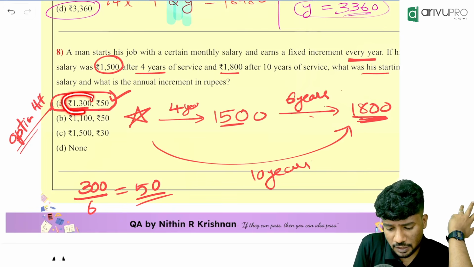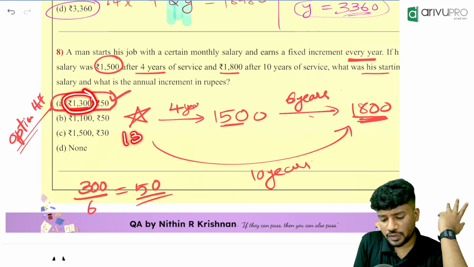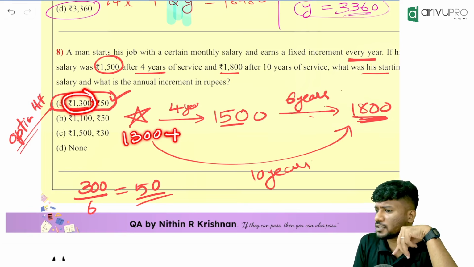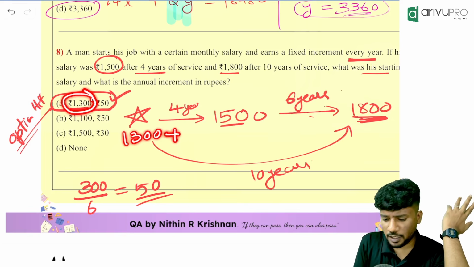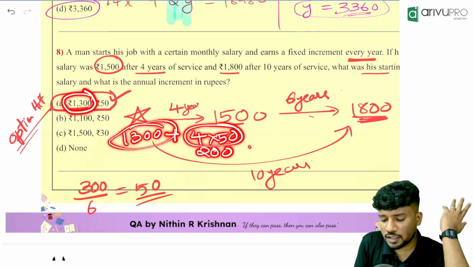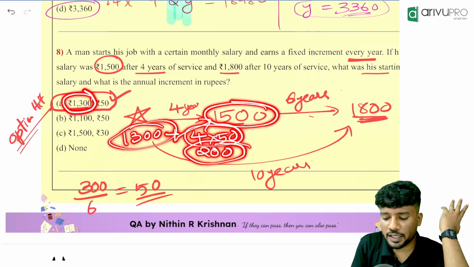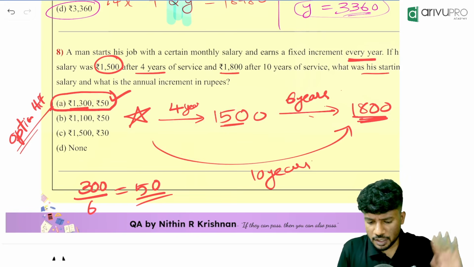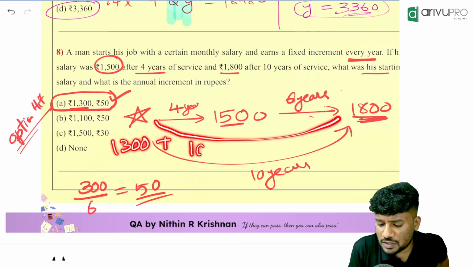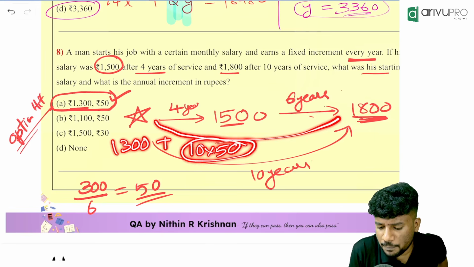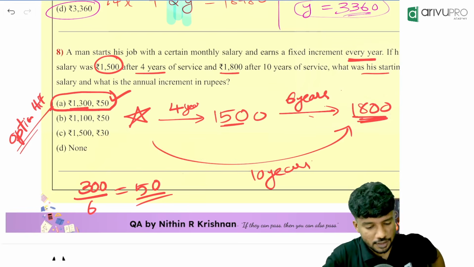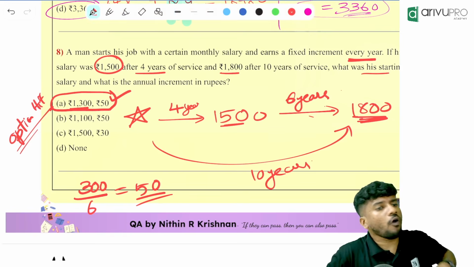We are assuming that the initial salary is 1300. Then after 4 years, every year increment is 50. That means after 4 years, how much will be the increment? 4 into 50 is equal to 200. So 1300 plus 200 is 1500. That is completed. Now, assuming 1300 itself, after 10 years that means 10 into 50, which is 500. So 1300 plus 500 is how much? 1800. Understood, Soumya? You can go with the option hitting method also.